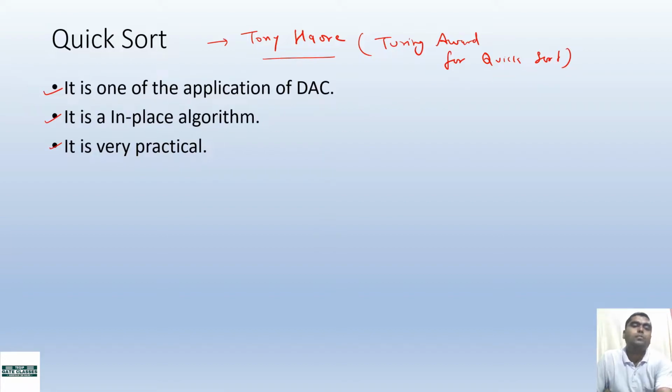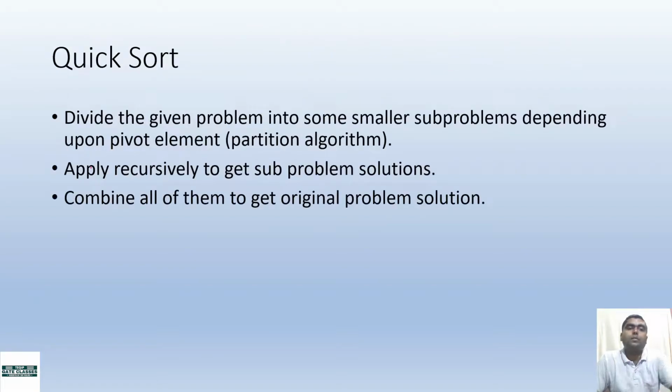Okay, so let us see. So in quicksort there are basically three steps because it is one of the applications of the divide and conquer strategy. The first is to divide the given problem into smaller subproblems depending upon the pivot element. So what is the pivot element?